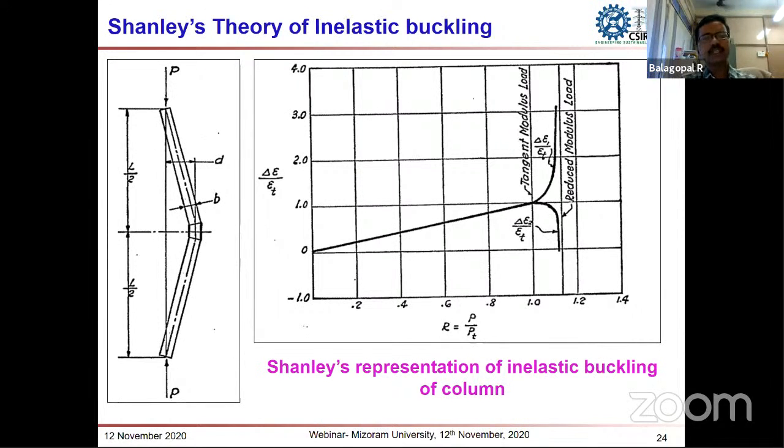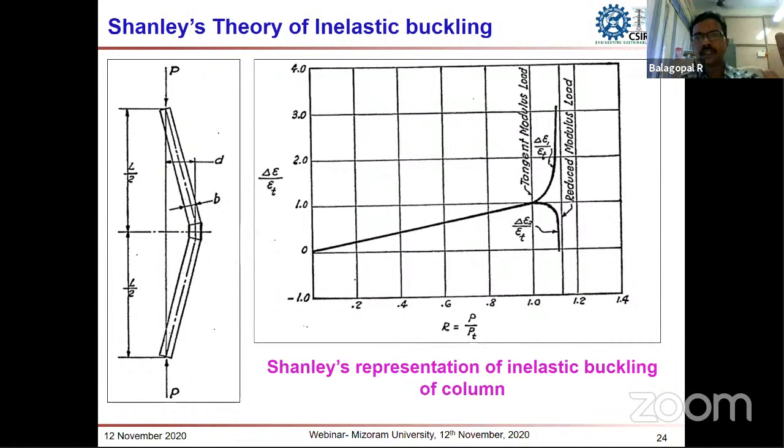Shanley's theory is represented here. It states that the column will tend to buckle once it crosses the tangent modulus buckling load until it reaches the unstable equilibrium. That is, the rate of tensile load is governed by the cross-sectional deformation behavior, while the compression load is governed by the equilibrium between the externally applied load and the internal stress of the structure.